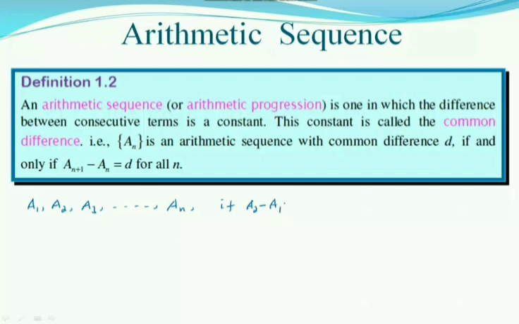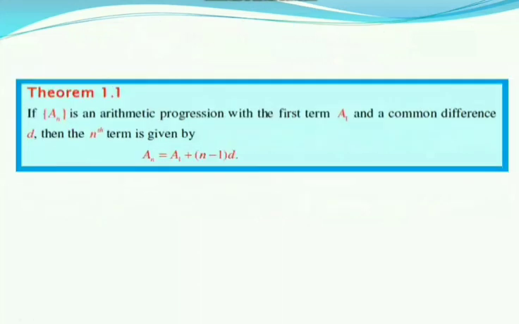A2 minus A1 must be the same as A3 minus A2, A4 minus A3, and so on. This difference is called the common difference. So shortly, a sequence is said to be an arithmetic sequence if the difference between the consecutive terms is constant.